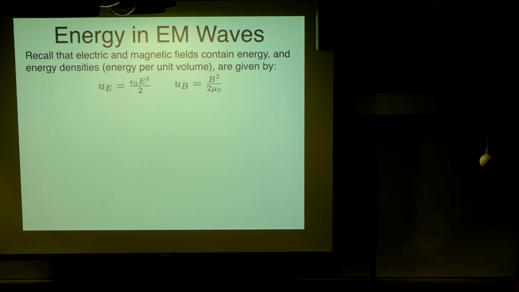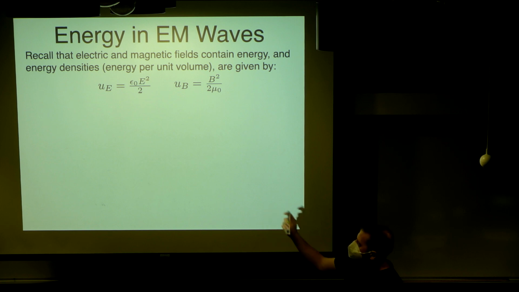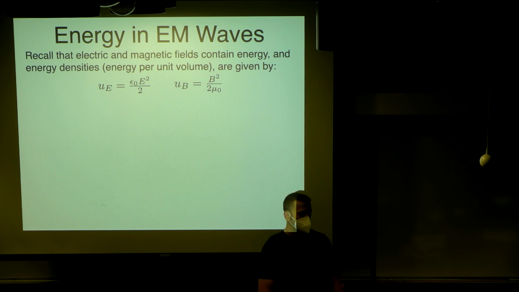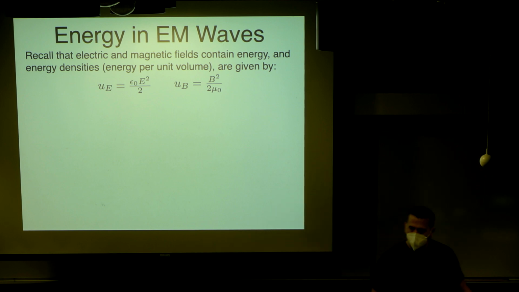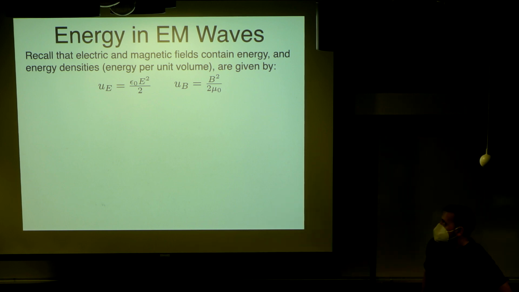So let's just review. The electric energy density is given by epsilon naught times E squared divided by 2. So really, the only thing it depends on is the strength of the E field. Stronger E field, more energy density. And same with the magnetic energy density, which we call U_B. That's B squared over 2 mu naught. So it's only dependent on the strength of the B field. The rest is just constants. Okay?